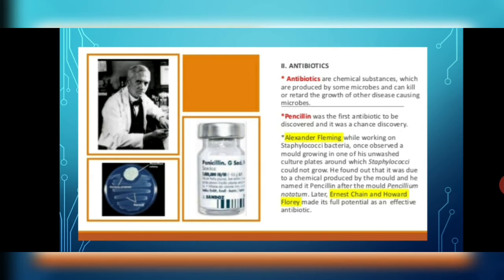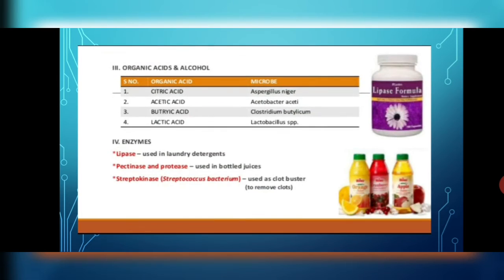What he did was he was culturing Staphylococcus bacteria. While he was culturing, he saw that there was a mold growing in his culture plate, and around that mold there was no Staphylococcus growing. So he came to know that this mold, Penicillium notatum, produces a chemical that does not allow the growth of the bacteria, and that was penicillin. Ernest Chain and Howard Florey established its full potential as an effective antibiotic.